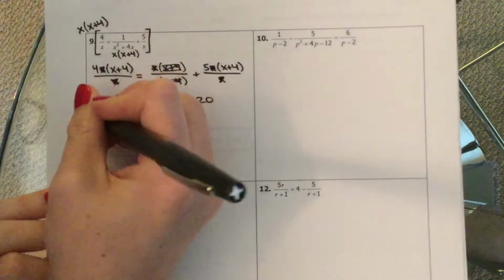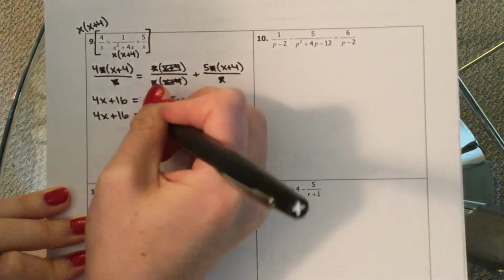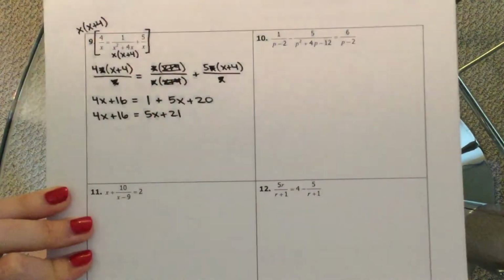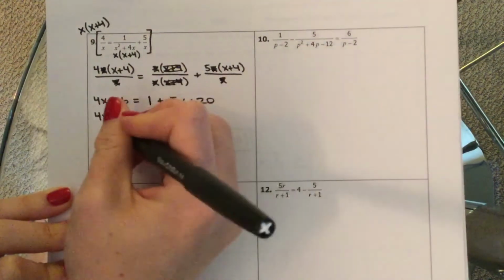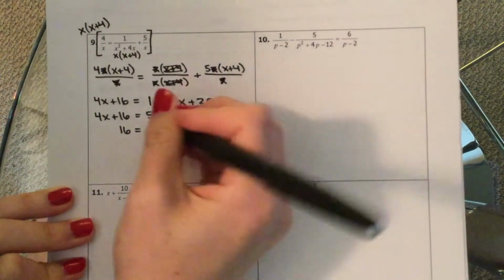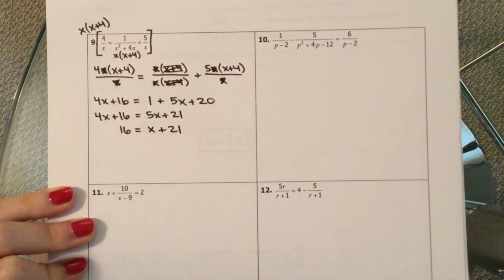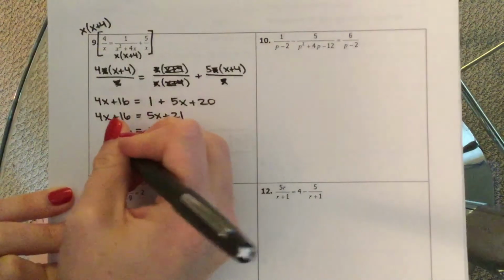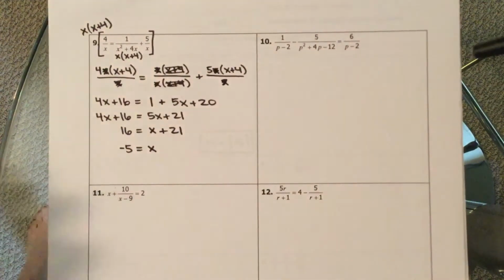So I'm going to combine the like terms on my right-hand side. So I have 5x and then the 1 and 20. And then I will solve for x. So I'm going to subtract this 4x from both sides. That leaves the 16 by itself. 5x minus 4x is x. And then I will subtract that 21 over to the other side. So 16 minus 21 is -5, and that leaves the x by itself.